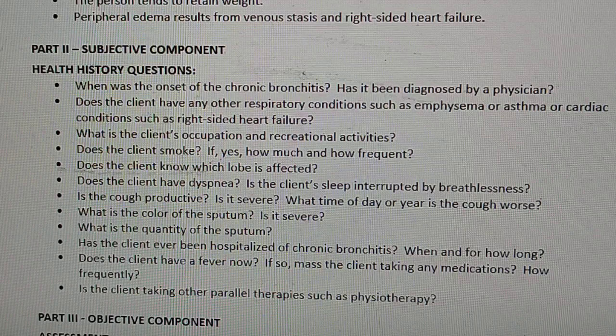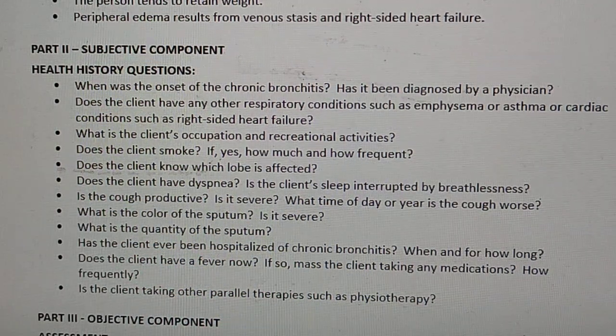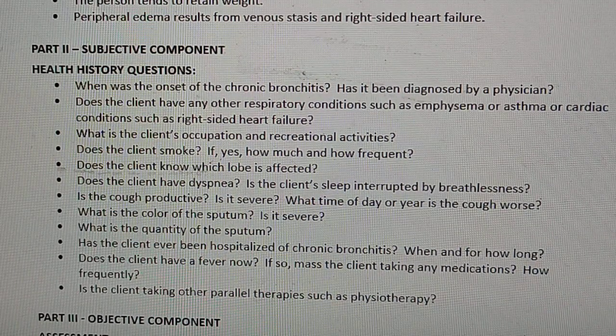What is the client's occupation and recreational activities? It's important. Does the client smoke? If yes, how much and how frequently? Does the client know which lobe is affected? Our lungs have two lobes, the left lobe and the right lobe, so you're going to ask the client which lobe in the lungs is affected.